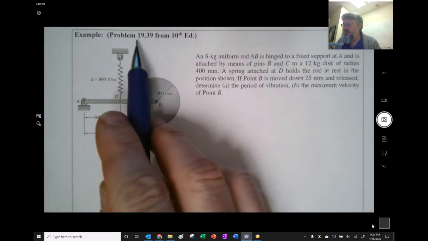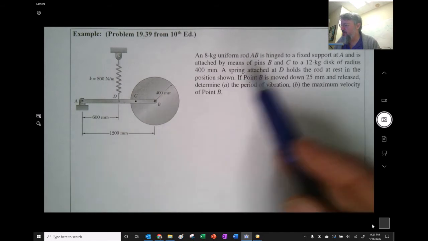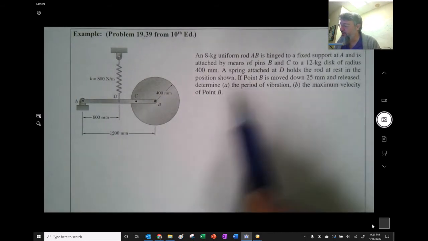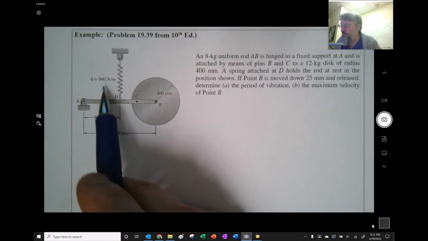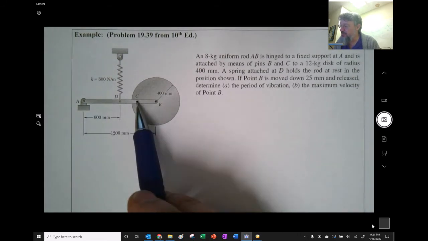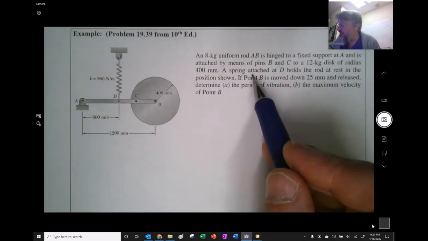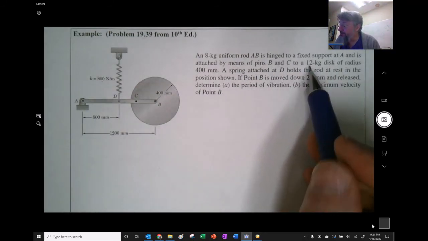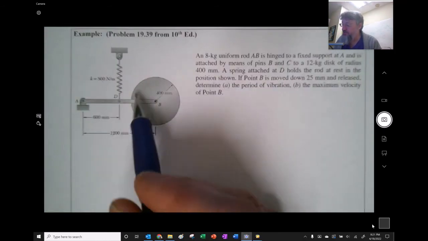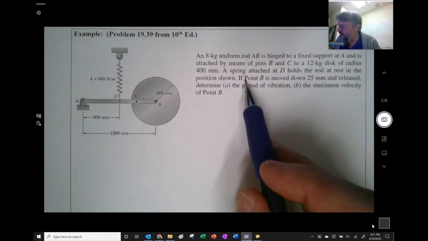This is problem 19.39 from the 10th edition, and this is an 8 kilogram uniform rod, 1200 millimeters long, connected to a spring with a spring rate of 800 newtons per meter. It's attached to this disc and pinned right here so the disc can't spin on its own. It goes together as an assembly. This is a 12 kilogram disc, and the spring holds the thing at rest in this horizontal position, so it has an initial amount of deflection placed in there.